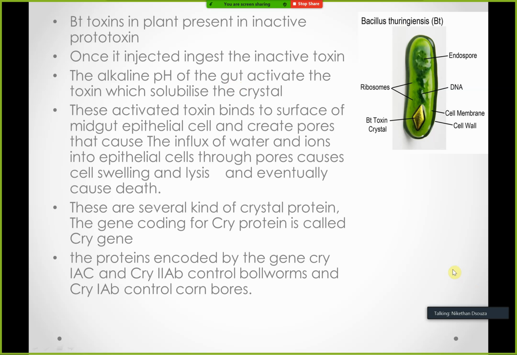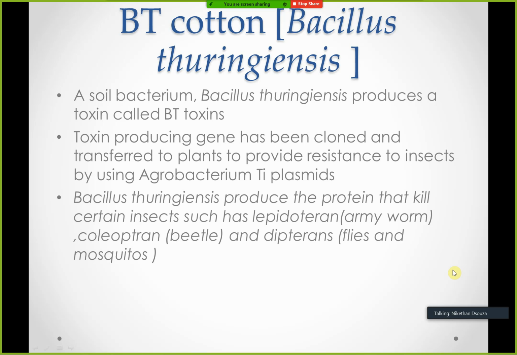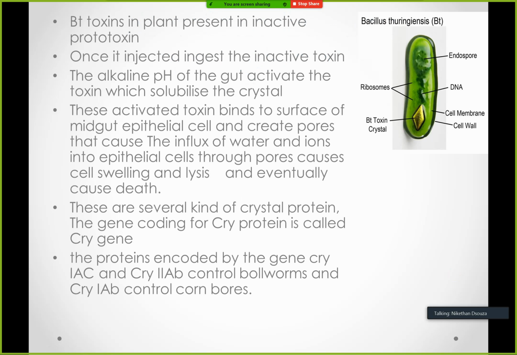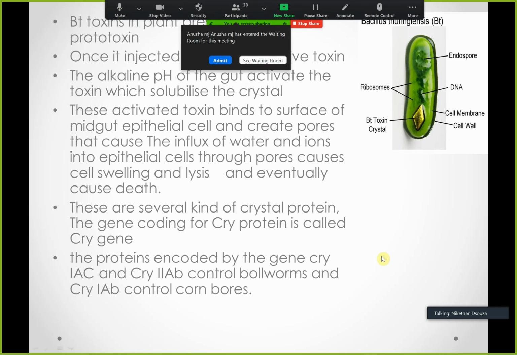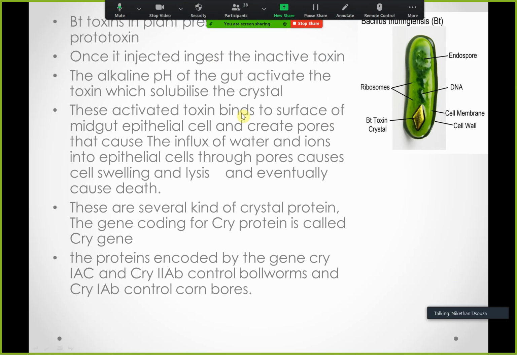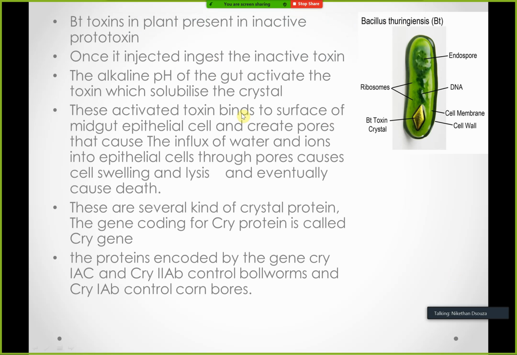Can I move to the next topic? See, it's very simple. The Bacillus thuringiensis gene produces a protoxin, which will be in an inactive form. It gets activated only in the gut of these insects because of the high alkaline pH. This protein gets activated, and once it gets activated, it binds to the epithelial cell, creating pores and allowing water inside those epithelial cells, and lysis of the cell and death of the insect. By this we can control the insects which feed on the plants.